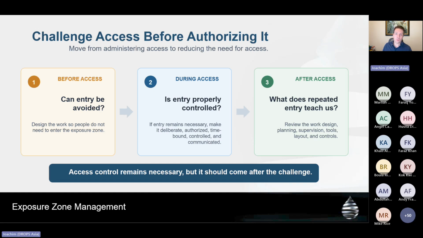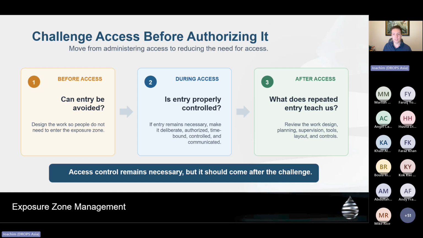So the proposed draft is built around the idea that we should challenge access before we authorize it. The first question is, before access, can entry be avoided? That means the planning process should challenge the work method itself. Can the task be done differently? Can we use remote observation, tools, barriers, mechanization, a different sequence, or a different equipment state? Can we reduce the number of people exposed or the time they need to spend inside the exposure zone?